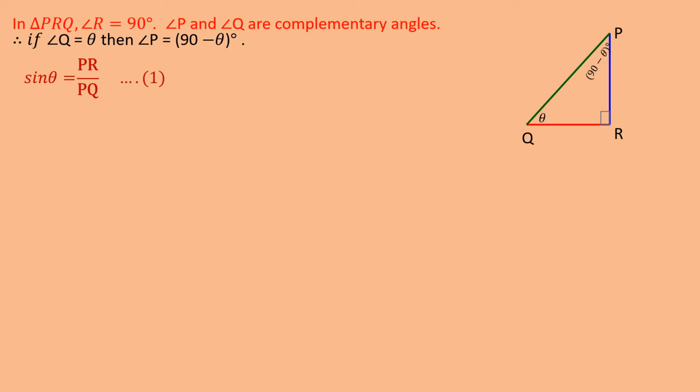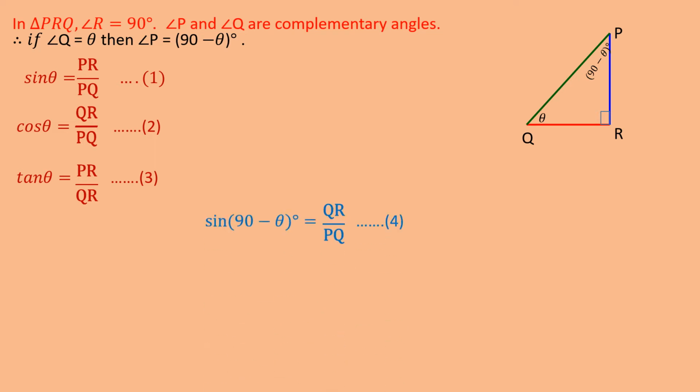Now, if I have to find sine theta, I will see the angle theta in the diagram, and as you know, the sine ratio is nothing but opposite side upon hypotenuse. So the opposite side of angle theta is PR, so PR upon PQ. Similarly, cos theta will become adjacent upon hypotenuse, so QR upon PQ. And tan theta is nothing but opposite side upon adjacent side, so PR upon QR. So we have got the sine, cos and tan ratios of theta degrees.